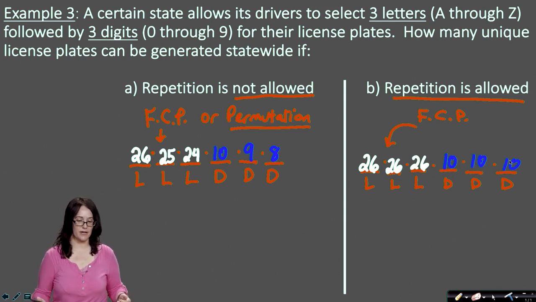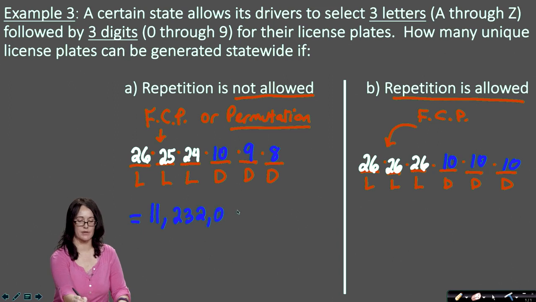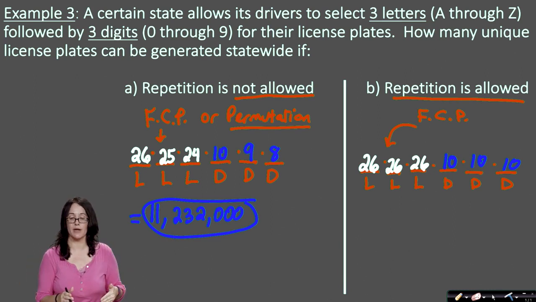So the difference here, if you multiply this out, feel free to do it on your calculator yourself and pause and see if you're right. The answer I got for the first case was 11,232,000. That's how many license plates would be possible, assuming we followed this protocol, 3 letters followed by 3 numbers, digits 0 through 9, letters A through Z, where you're not allowed to repeat anything.